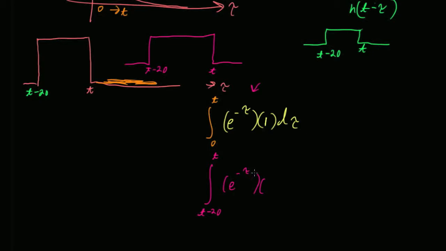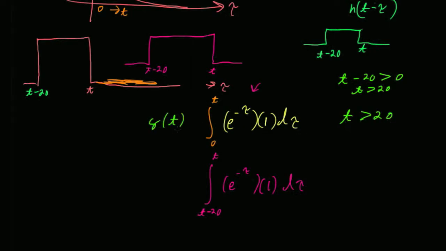So question, what values of t does this integral apply for? When they overlap. When t minus 20 is greater than 0. Exactly, when t minus 20 is bigger than 0. When does that occur? That's the same as t greater than 20. So this will be y of t when t is greater than 20.